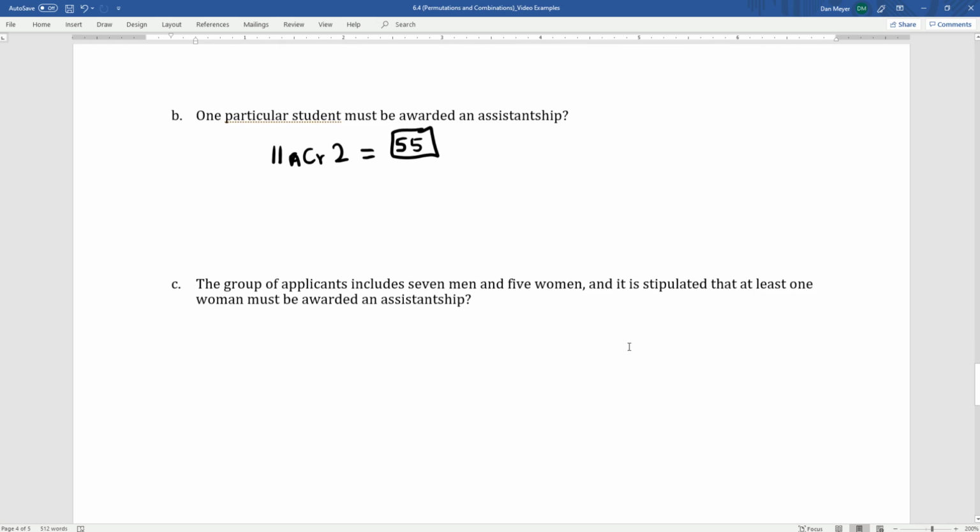All right, then down to Part C. The group of applicants includes 7 men and 5 women, and it's stipulated that at least 1 woman must be awarded an assistantship. All right, so here, hopefully we've already seen a couple of examples. This is our combination with groups, or our marble problem. Okay, our group of graduate students, our selection set has been partitioned. And we have to choose some from each group.